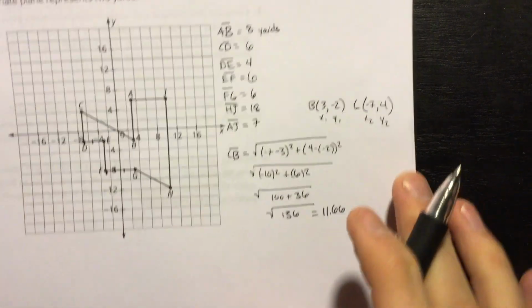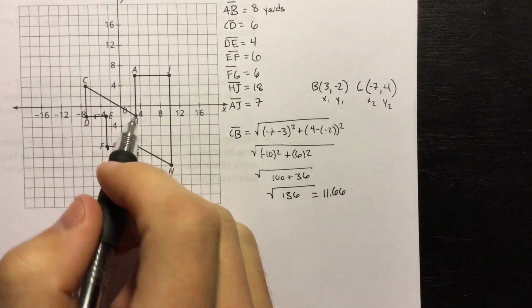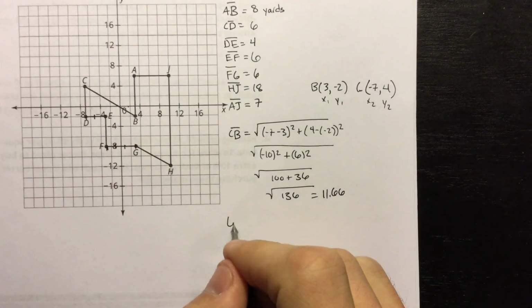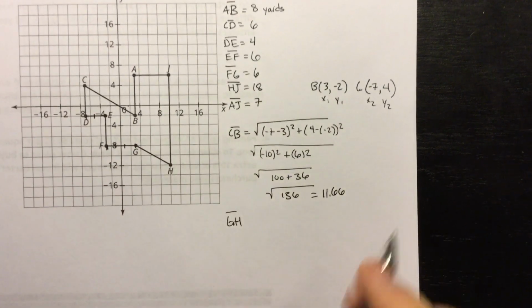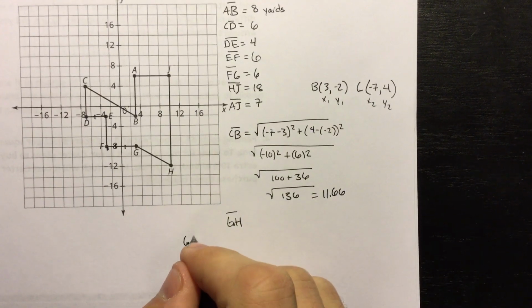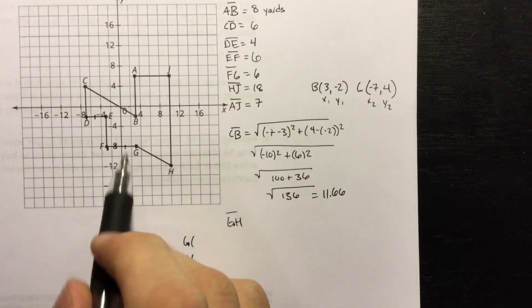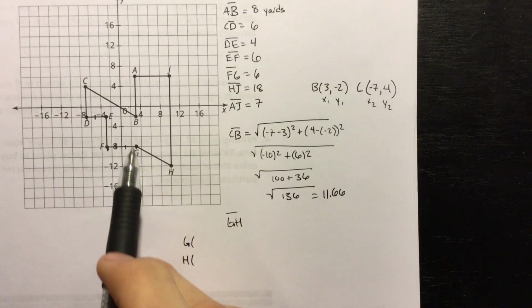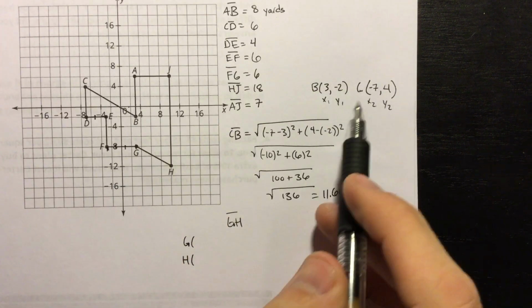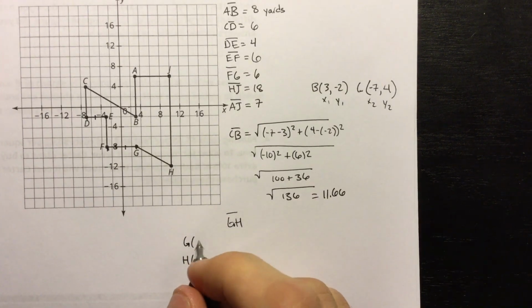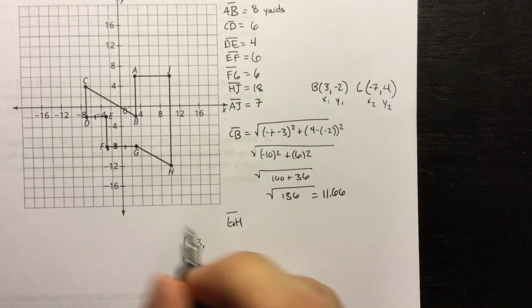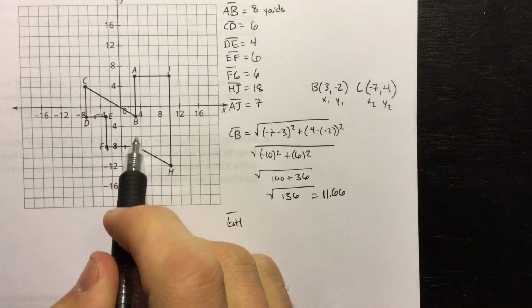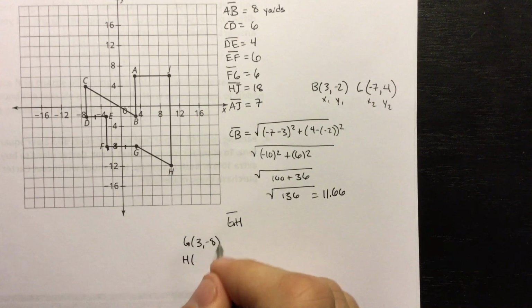So 11.66, okay? That was the length of CB. So now I need the length of GH. In order to do that, I'll need some ordered pairs. So I'm going to do GH right here. So the x value for G, and G is actually in line with B, so we can use the same x value, it's just going to be 3. And then for G, we go down 1, 2, 3, 4, which is going to be -8.